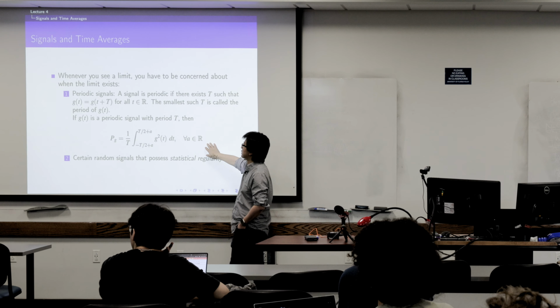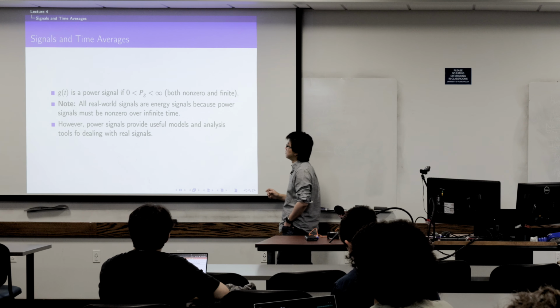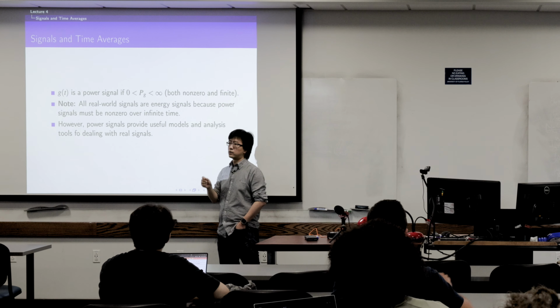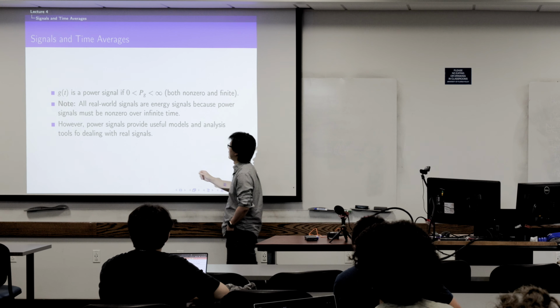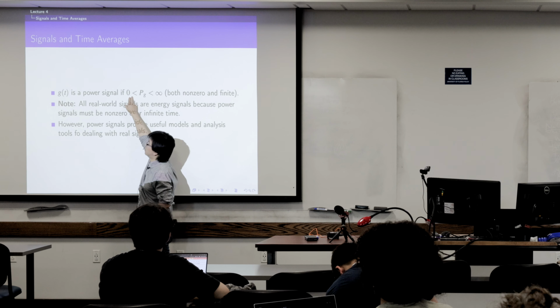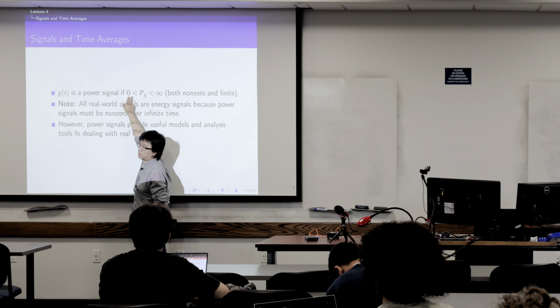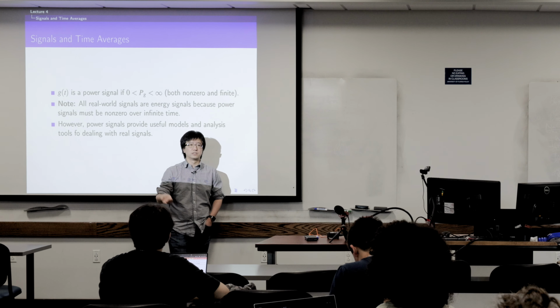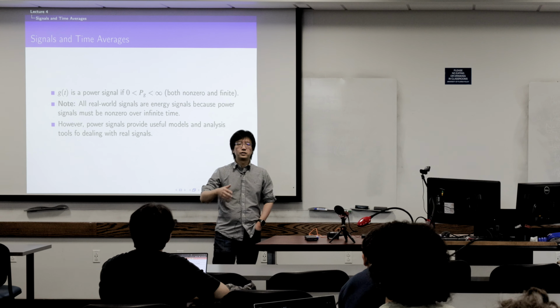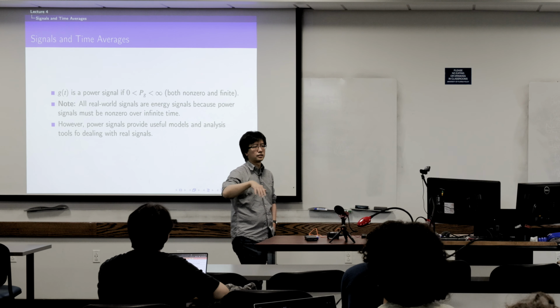And when the power is bigger than 0 and less than infinity, then we say g of t is a power signal, right? The important thing here is that the power has to be bigger than 0. When the power is equal to 0, it is basically an energy signal, okay? It's a classification, right? We don't want a signal to be both energy and power. A signal is either energy or power or neither, okay?